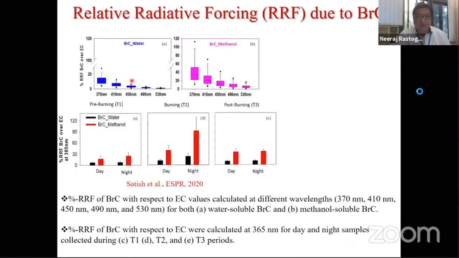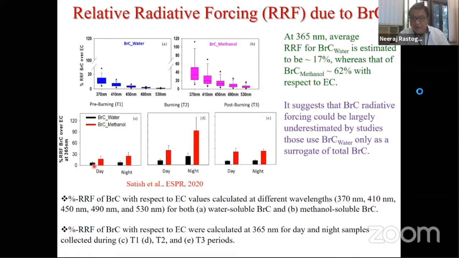And then we also calculated the relative radiative forcing due to BRC with respect to elemental carbon. So if you see these two plots, relative radiative forcing of BRC with respect to EC values were calculated at different wavelengths. This one is for water and this is for methanol. And then this is at 365 nanometer only, for daytime and nighttime. And you see nighttime was always higher than daytime.